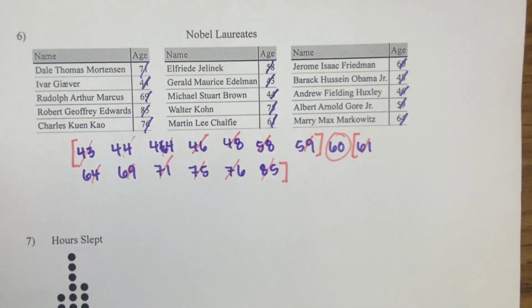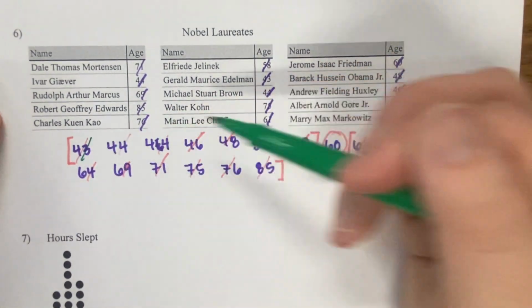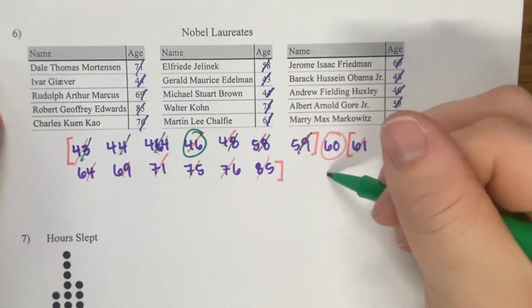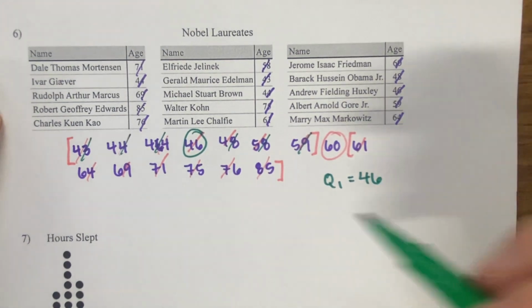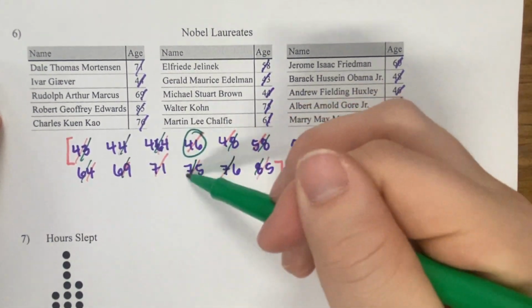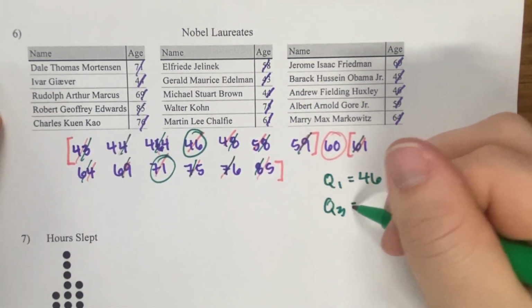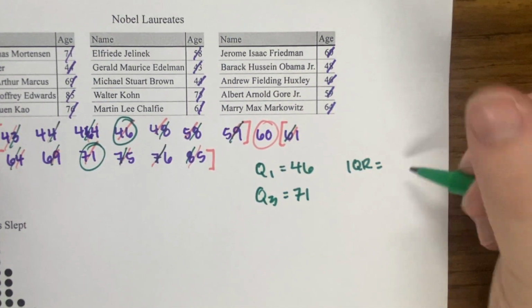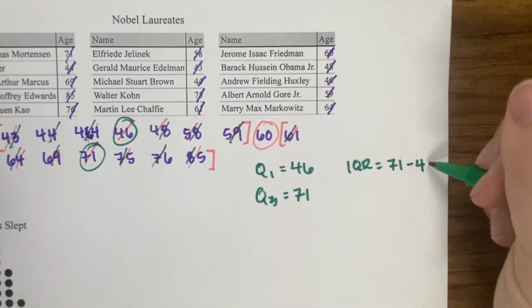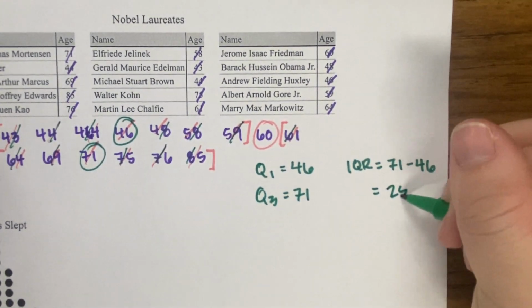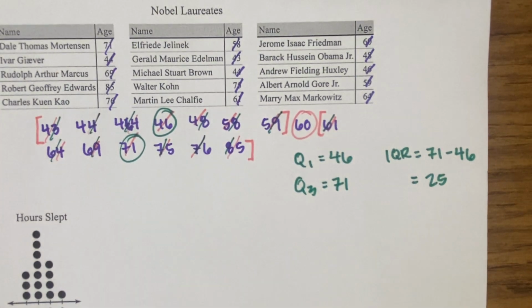Now we need to find our lower and upper quartiles. 1 1 2 2 3 3. So our Q1 is 46. Our Q3, 1 1 2 2 3 3, is 71. And then our IQR is going to be Q3, 71, minus Q1, 46. So 71 minus 46 gives me 25. And there we go.